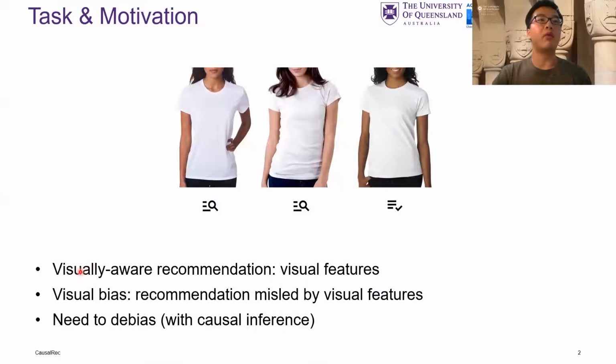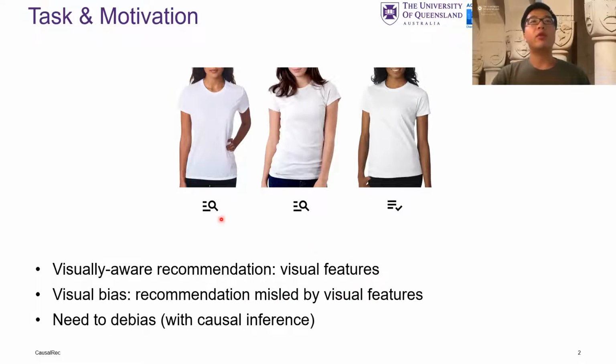Firstly, we'll talk about what a visually aware recommendation is. It's a kind of recommendation based on visual features. For example, here is a cover page of an item, which is a white t-shirt. We think that in visually aware recommendation, there is generally a visual bias. This visual bias means that the recommendation will be misled by visual features.